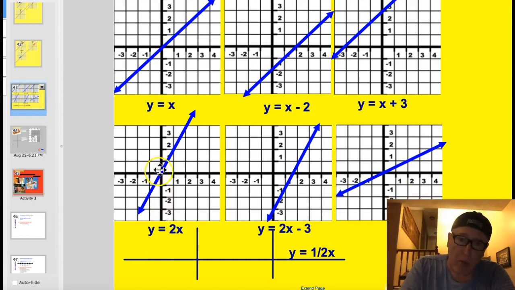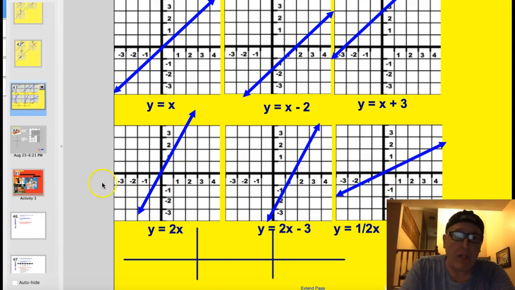So let's just look at it. We go over 1, up 2. Over 2, up 4. So it looks like the y is always double what the x is. 1, 2, 2, 4. This is y = 2x. This one has to be a half x. So let's look at it. It's kind of the backwards one. Go over 2, up 1. So y is a half of whatever x is.